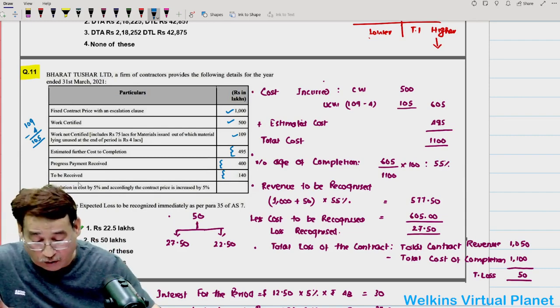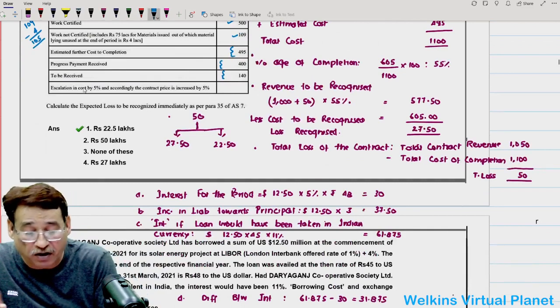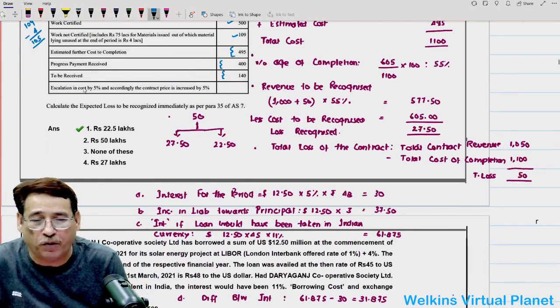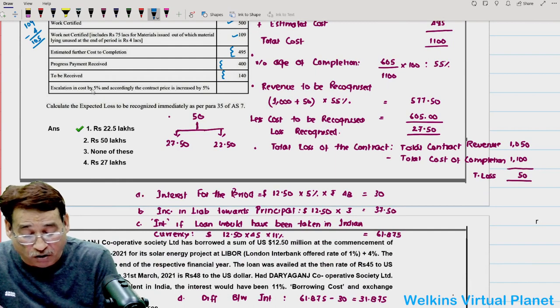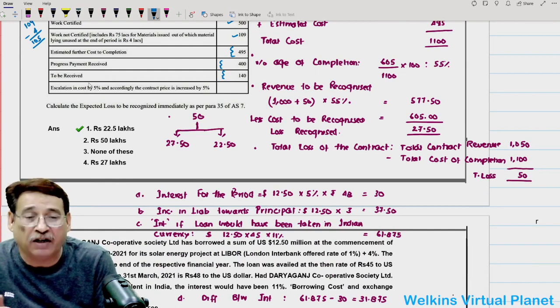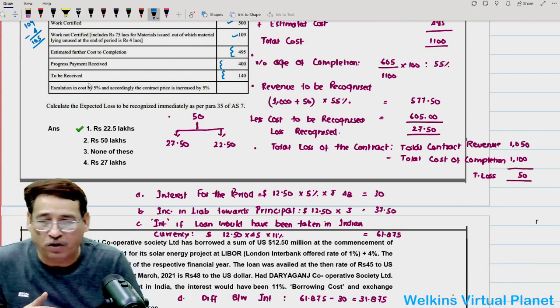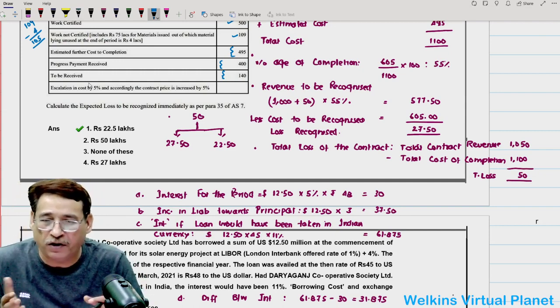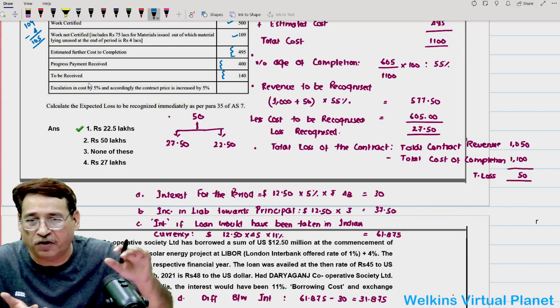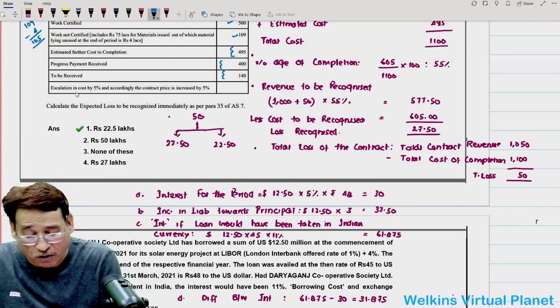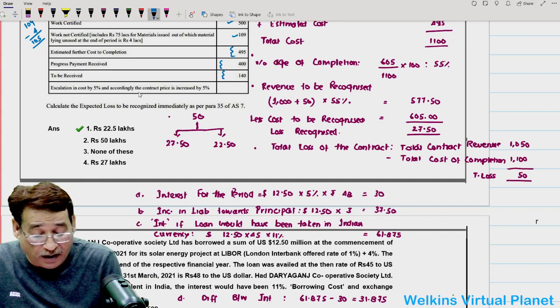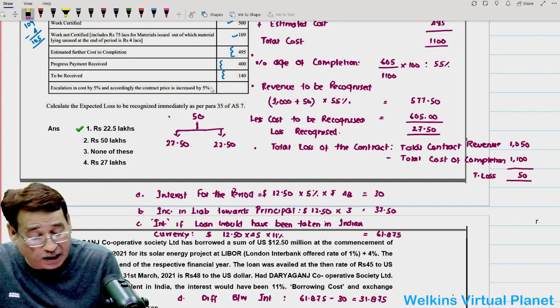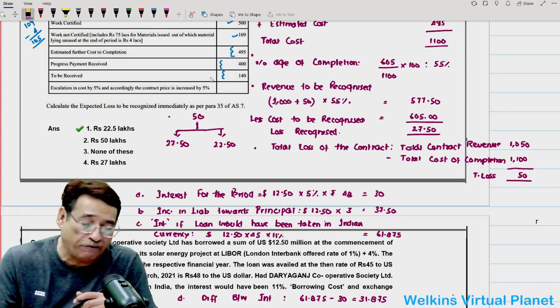Further, it is given in the question that there is an escalation cost. There might be an agreement between the two parties, the contractor and the contractee, so they have imposed an escalation clause, because today we are starting the contract, and by the time the contract finishes, as you know in the case of a long-term contract, it is quite possible that during the interim period prices may rise. So escalation cost is 5%, and accordingly the contract price will increase by 5%. So your contract price, which is fixed actually, will increase by 5%.